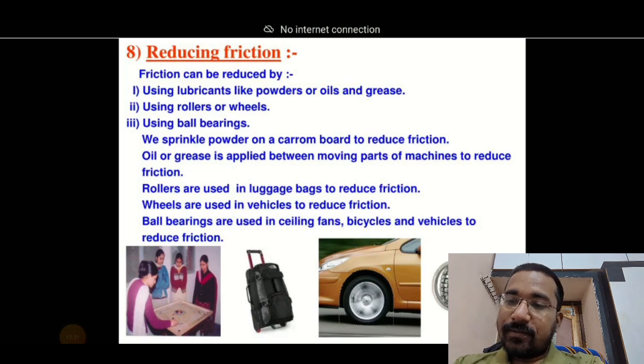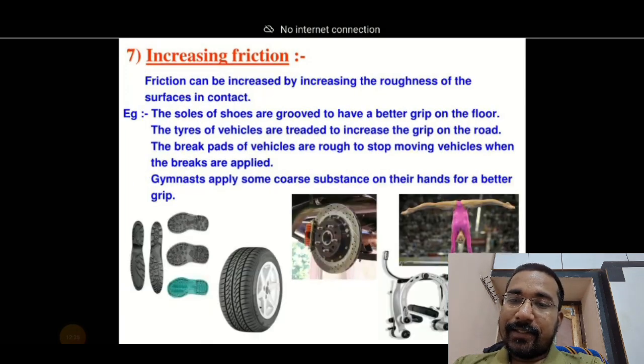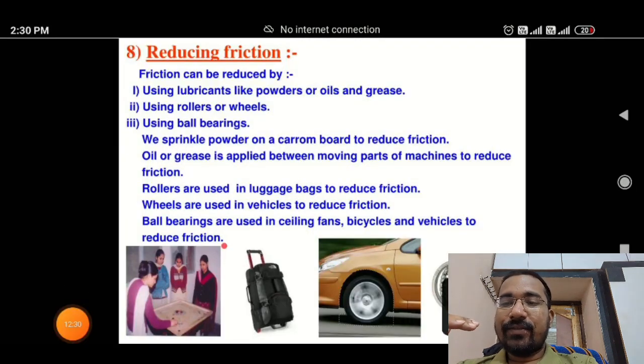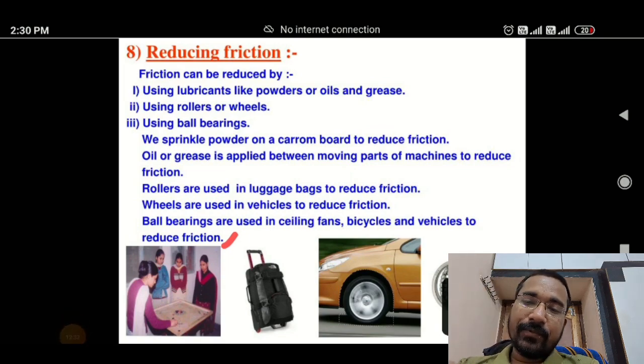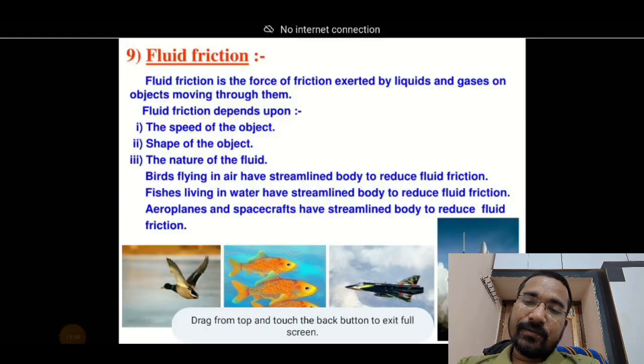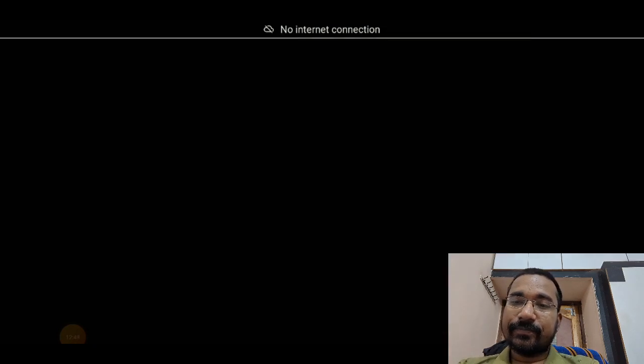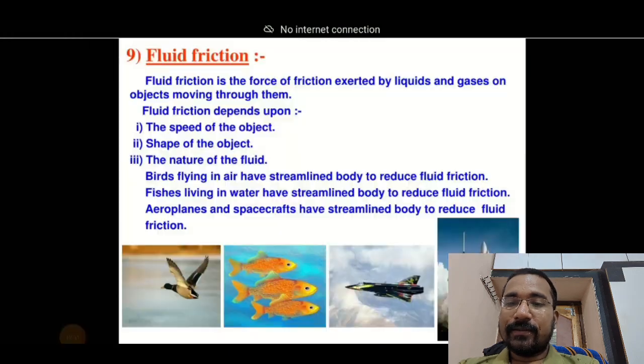Now reducing friction. Where to reduce friction? I have just shown the switch and everything. We have to reduce friction like in carom. In a carom board we have to decrease friction, otherwise it will be very hard to strike. And here also there is some example. Then fluid friction, we will read in the next video.